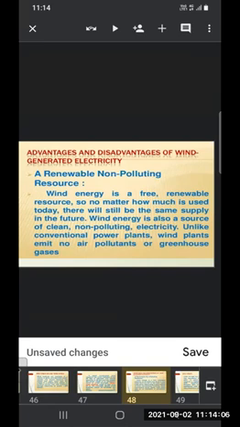This is the main advantage, that it is not producing any air pollution, any type of pollution. It is a clean source of energy, and however much we use today, there will still be the same supply in the future. So we have to think about the future.